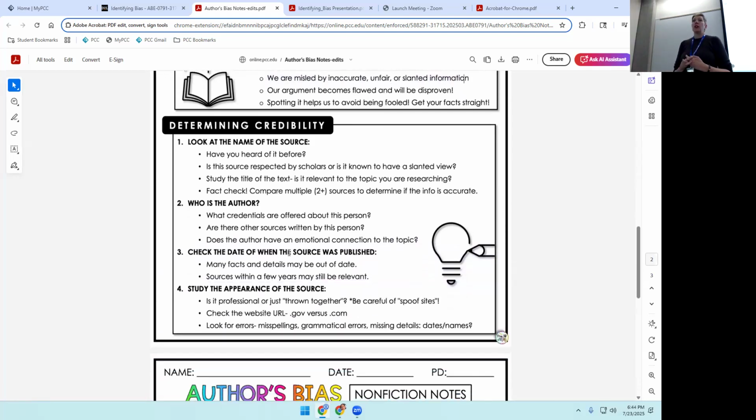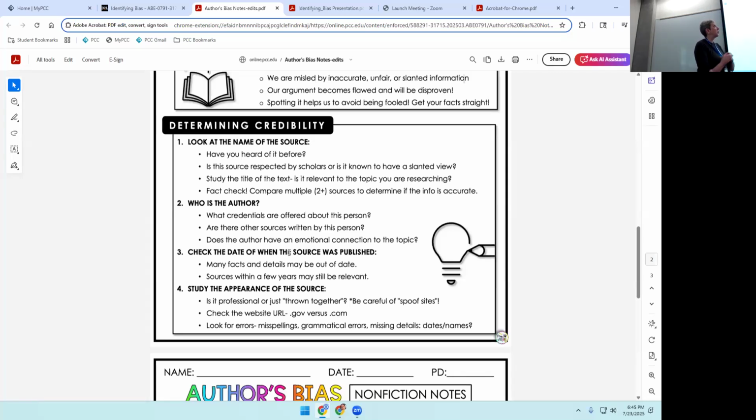So when you are trying to determine credibility, you're going to look at the name of the source. Have you heard of it before? Is it a reliable source? Is it some wacky website, or is it like the New York Times, for example, or some other long established reporting organization? Then you're going to study the title of the text, because the title often gives us a lot of information. We might be able to see bias right in the title and know that it's not going to be a fair or complete report.